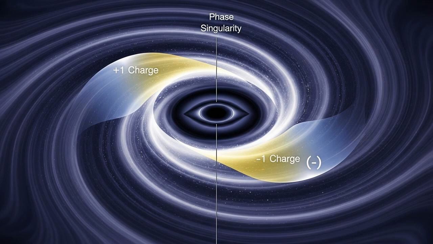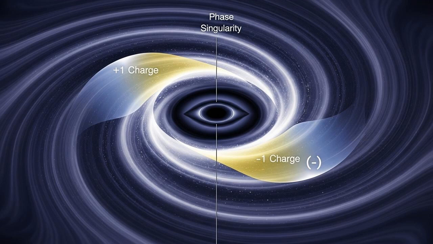A topological charge of +1 means the wave twists 360 degrees clockwise in one wavelength. -1 is counterclockwise. The dark line at the center of this twisting vortex is called a phase singularity. These lines of pure darkness are the threads physicists have learned to braid.